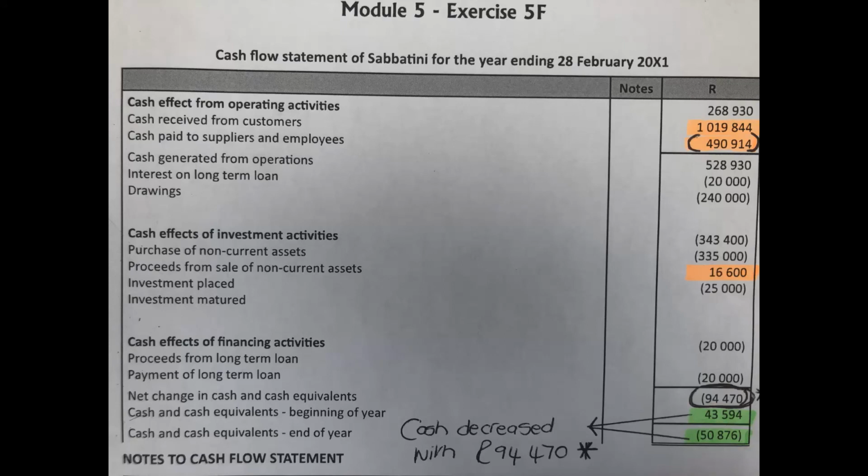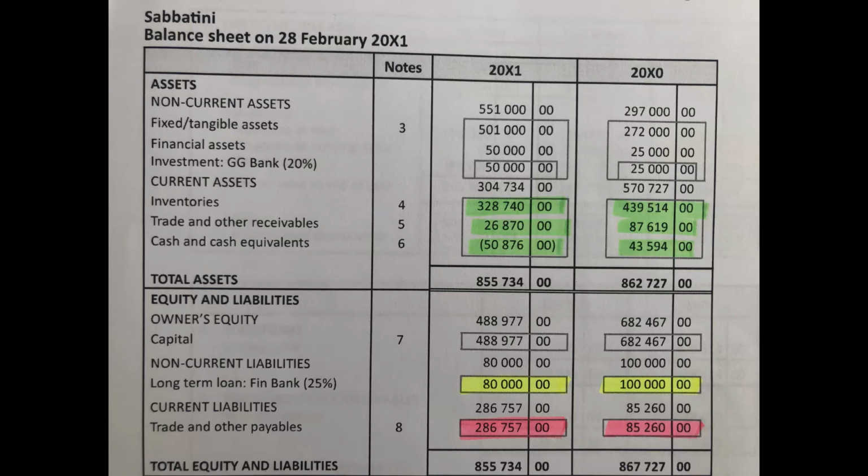So, okay, we have the three totals now for the cash effects of operating activities, 268,930. We have cash effects of investing activities, which is minus 343,400. And we've got cash effects of financing activities, which is minus 20,000. If you add the 268,930 less 343,400 less 20,000, you get a negative amount in brackets of 94,470. That means there was an outflow of cash, or the outflow of cash was bigger than the inflow. So we're supposed to have less money now in the bank at the end of the year than what we had at the beginning of the year. 94,470 is in brackets. All right.